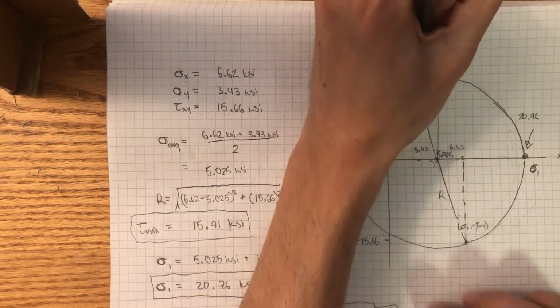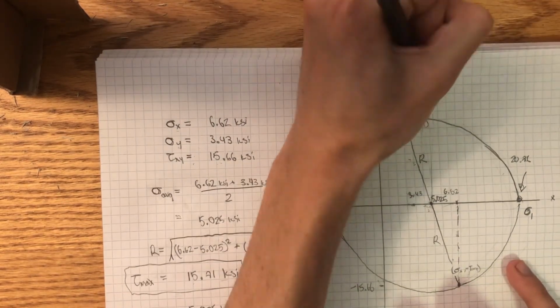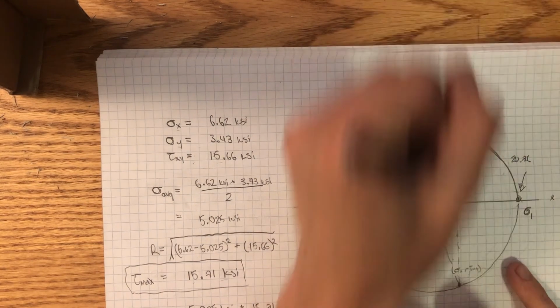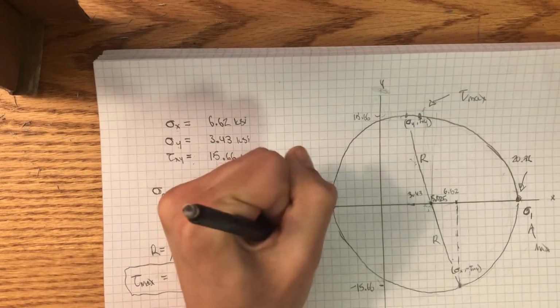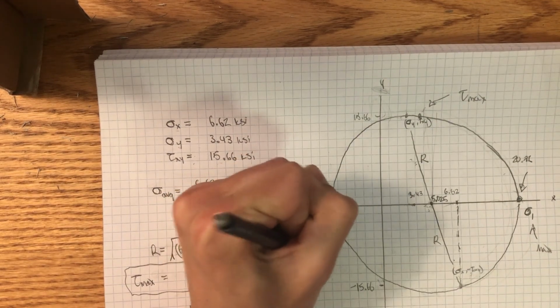But right here is tau max. So that is max, and that is minimum.